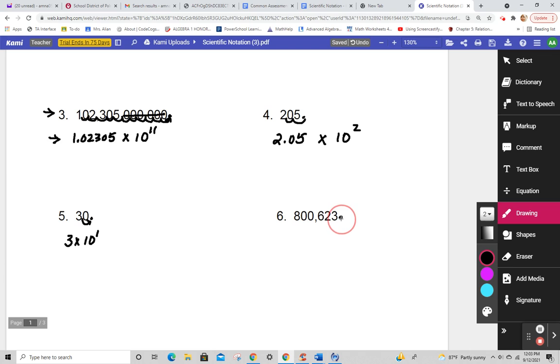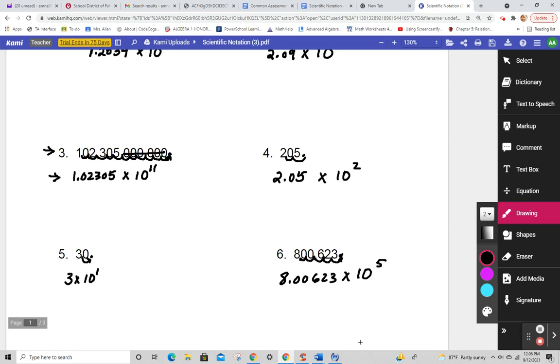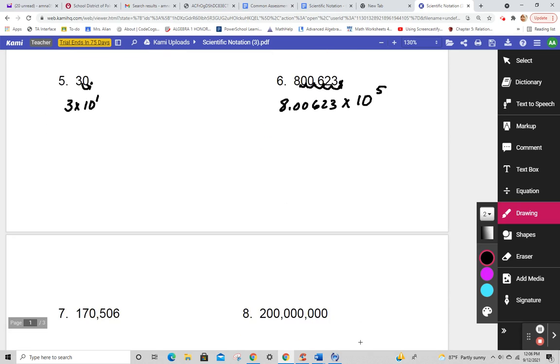All right, let's go to the next one. So the decimal point is here, but we need to put it here. So we're going to have 8.00623 times 10 to what power? Well, let's see. We moved the decimal here, but it's originally here. So let's see. 1, 2, 3, 4, 5. And you see I kept these zeros because they're located between non-zero digits. All right, let's keep going.